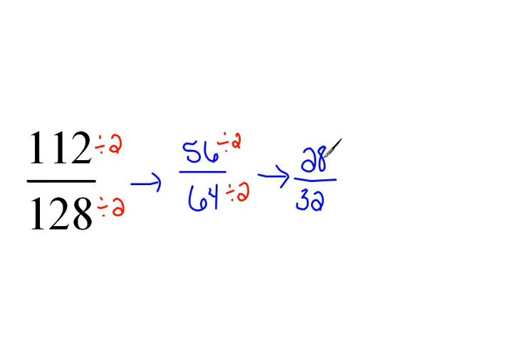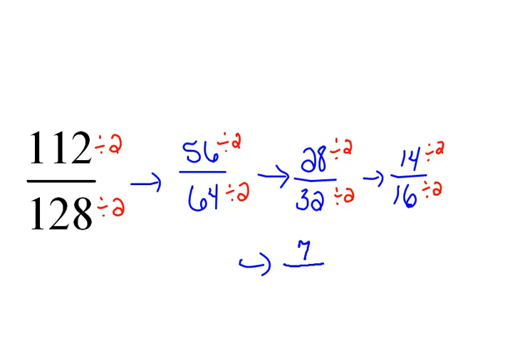Now again, these are both even, so we could divide by 2 again. So 28 divided by 2 would be 14, and 32 divided by 2 would be 16. Now again, these still can be divided by 2 because they're both even. So let me bring that down here. 14 divided by 2 would be 7. 16 divided by 2 would be 8.